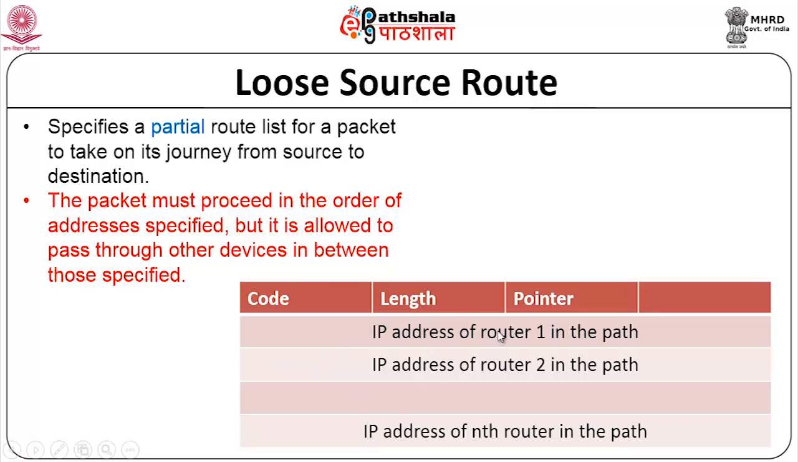So, to go from router 1 to router 2, if it were to visit some other router 10, that is allowed. You can allow it to go from router 1 to router 10 and then to router 2, but it definitely will visit router 2. In strict source routing, you will not be allowed to go to router 10; you will have to go from router 1 to router 2 directly. Okay, so that is the idea that is used here. The fields are pretty much the same as what is specified for strict source routing.